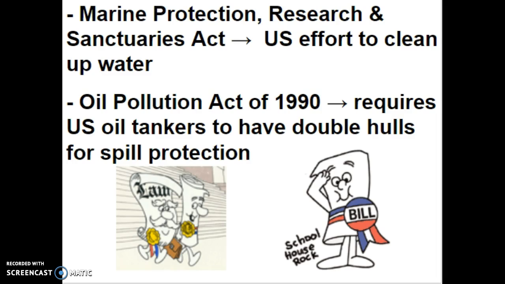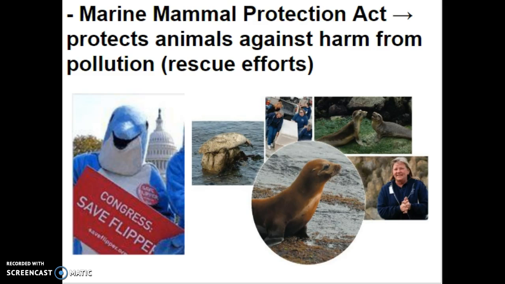So in the case of traveling in the ocean, if you have an iceberg or some type of debris that is strong enough to puncture the outside of an oil tanker, there is still an extra protective layer with that double hull. So it would hopefully prevent the oil from getting out into the water. Also, a little bit that tied into the Oil Pollution Act was the Marine Mammal Protection Act. This protects marine mammals against harm from pollution, and it also aids in their rescue efforts.